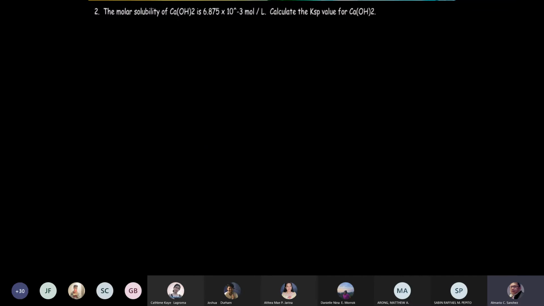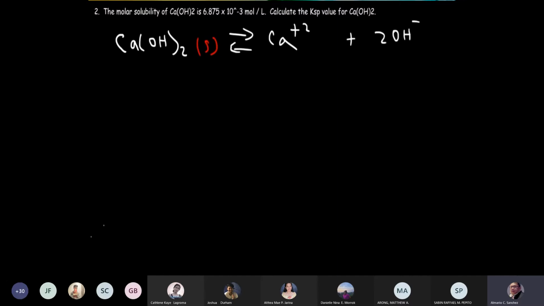Now, let's work on number 2. The molar solubility of calcium hydroxide is 6.875 times 10 to the negative 3. Calculate the KSP value for calcium hydroxide. So first, let's write the dissociation reaction. Solid calcium hydroxide dissociates into calcium and 2 hydroxide ions. And so these are in the aqueous phase.